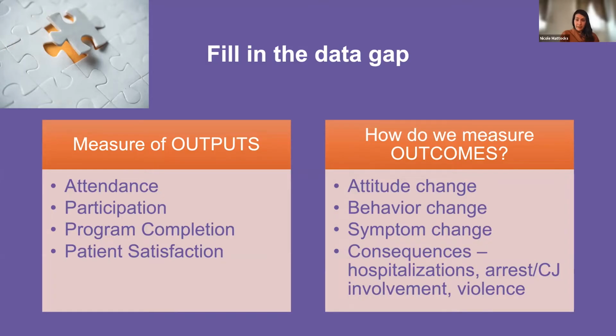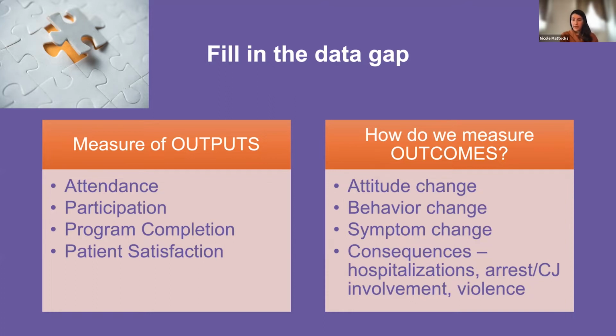But some of that data is measuring outputs, and what we want to ultimately measure are outcomes. We want to measure if the programs are influencing short, medium, and ultimately long-term changes that we'd want to see. So some of the types of outputs would be measuring attendance or participation in programs, completing a program, and satisfaction.